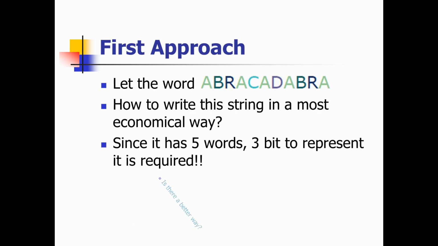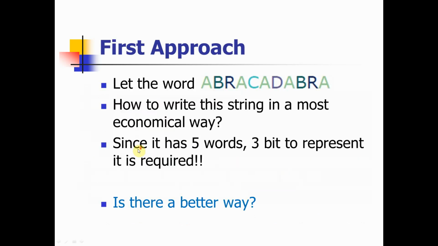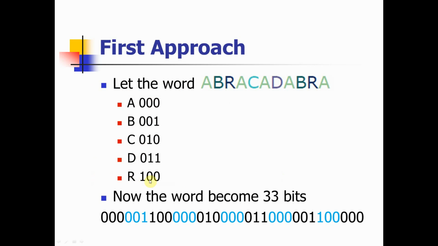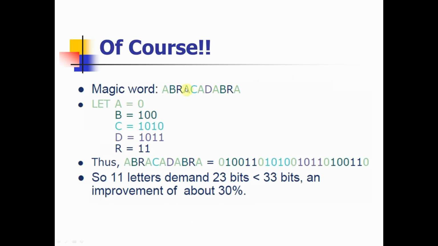Now, is there a better way to do so? Of course. Say that magically, we have this mapping. This mapping is different from the previous example that we saw. In the previous example, every word requires exactly 3 bits. So when we try to decode it, we know 3 bits is 1 unit, and we will be able to map it and then decode it.